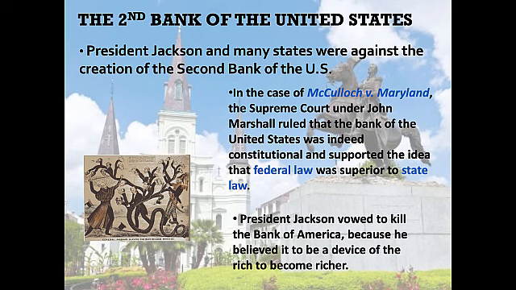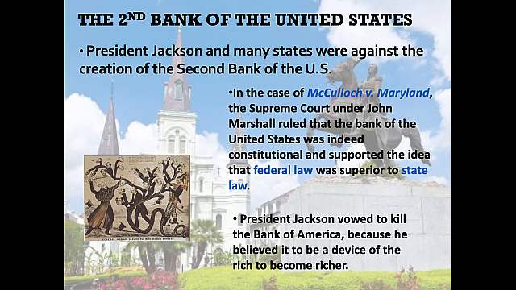First of all, Jackson and many Democrats still believed that the National Bank was unconstitutional. We know that's not true because of the case of McCulloch versus Maryland. That's where John Marshall ruled not only that the bank was constitutional, but that federal law was superior to state law. So Jackson, during the campaign, is going to vow to kill the bank because he said it just helps the rich get richer, and he's having none of that.